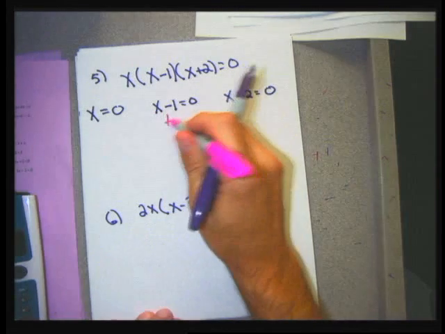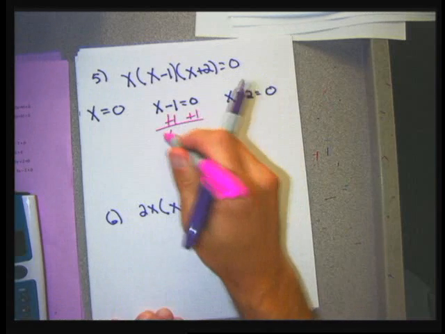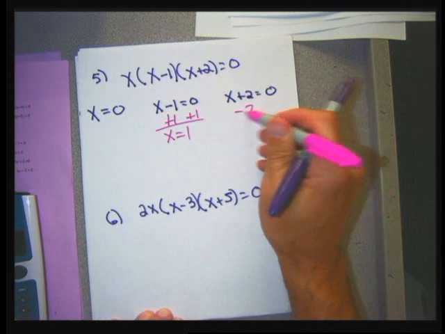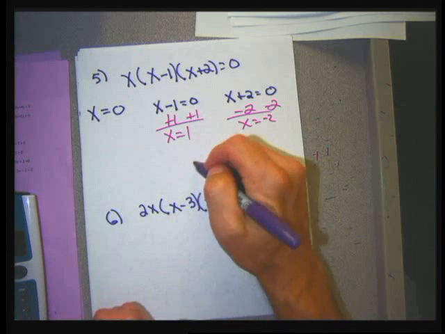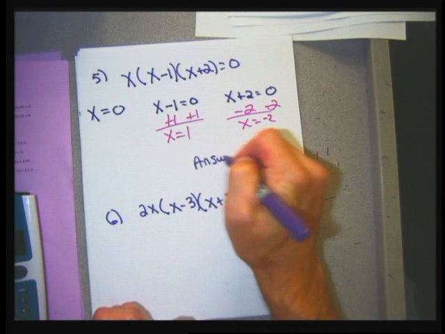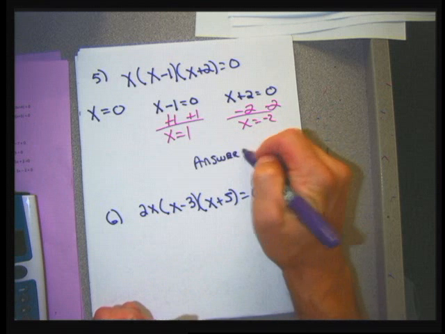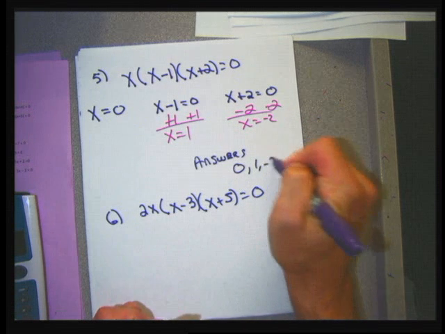For the x minus 1, you add 1 and get x equal to 1. For the x plus 2, you minus 2 and you get x equal to minus 2. So the answers, there's actually 3 answers. I should check the 0 just to show you that it worked. The answers are 0, 1, and negative 2.